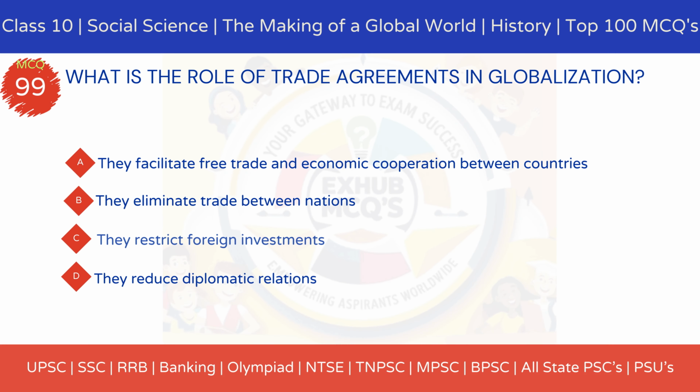MCQ 99. What is the role of trade agreements in globalization? Option A. They facilitate free trade and economic cooperation between countries. Option B. They eliminate trade between nations. Option C. They restrict foreign investments. Option D. They reduce diplomatic relations.